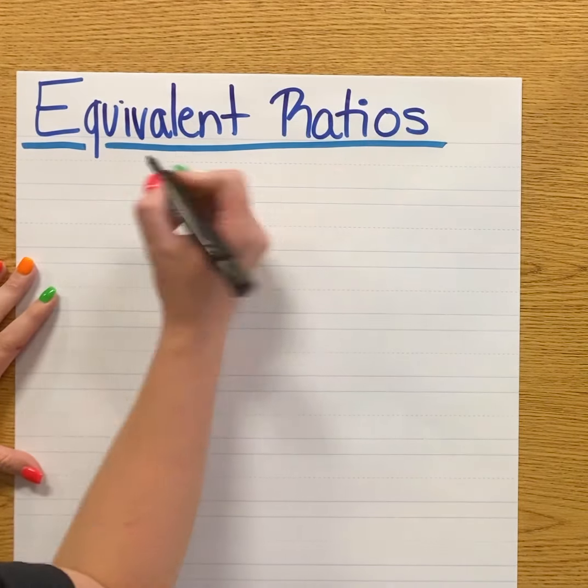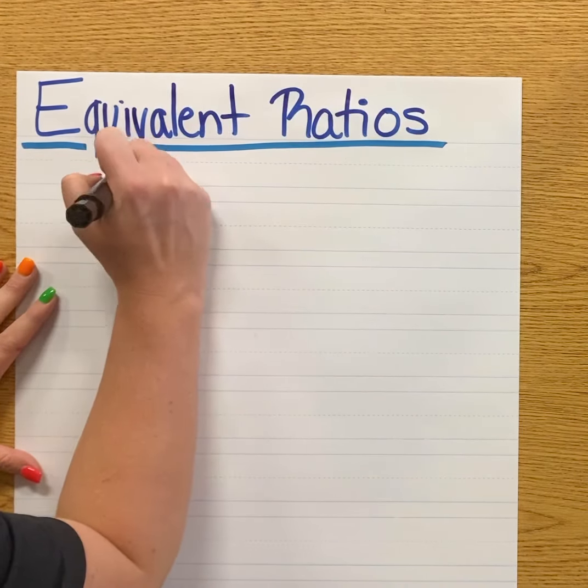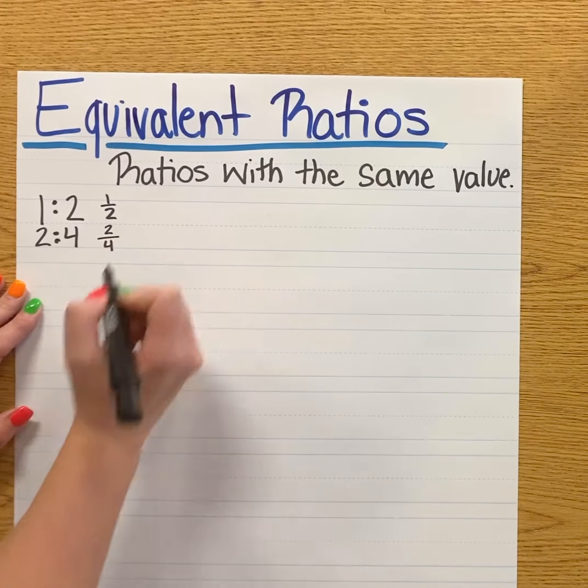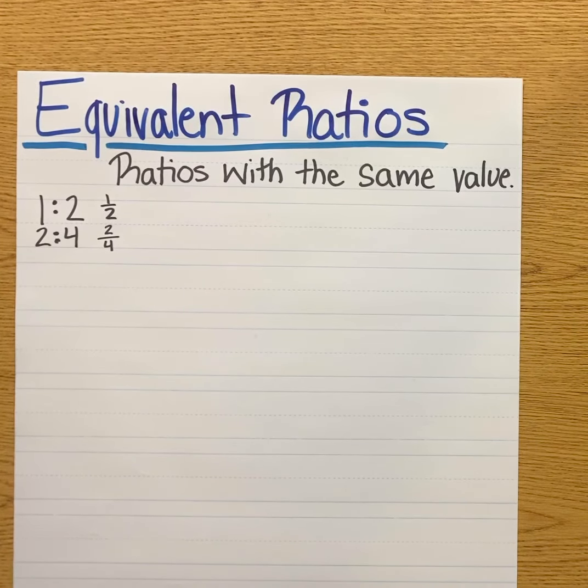So equivalent ratios are ratios with the same value. So if I have 1 to 2, that is the same thing as 2 to 4, because both of those are equal to a half. They have the same value. If I have half a pizza and my sister has 2/4 of a pizza, we're both going to be happy because we have the same amount. So with equivalent ratios, you're going to have to compare ratios to determine if they are equivalent or not.